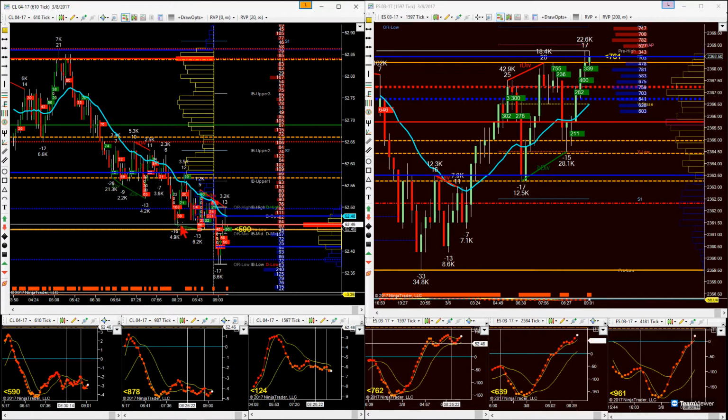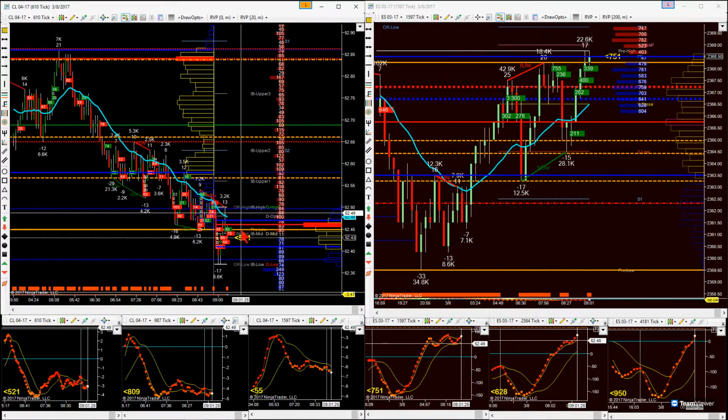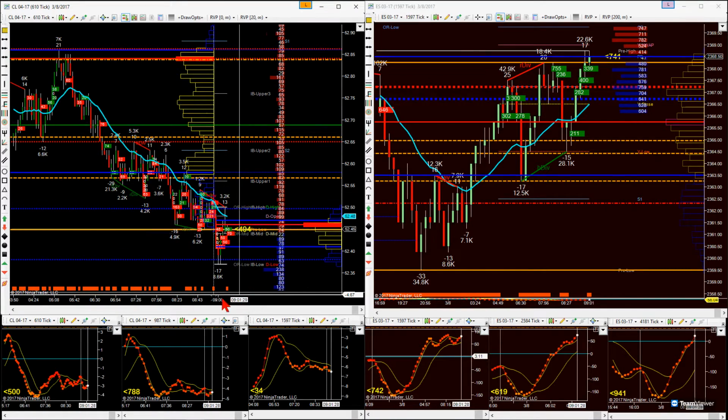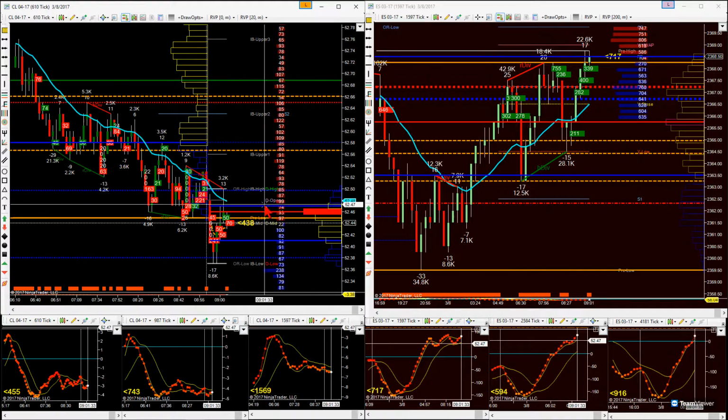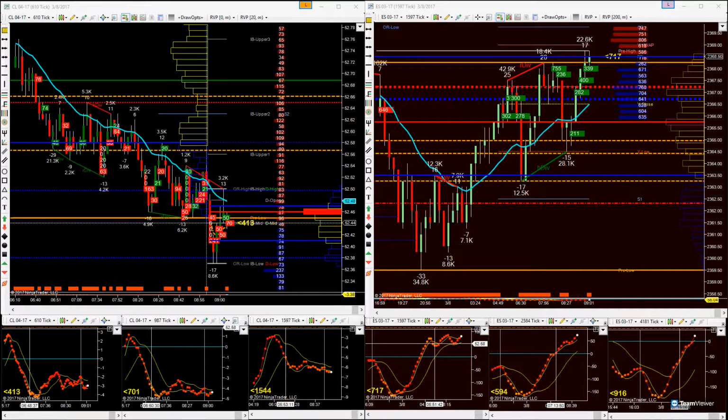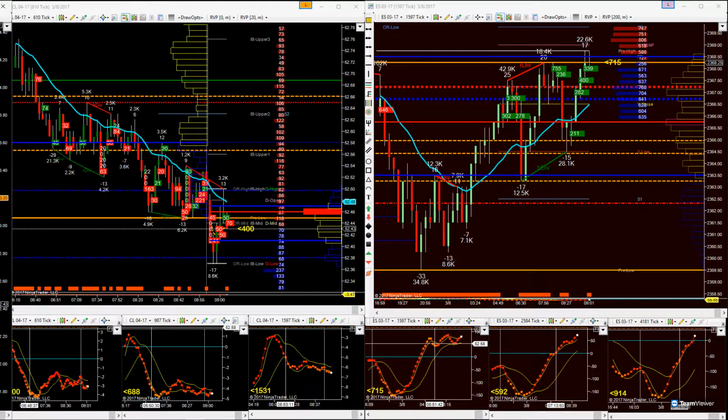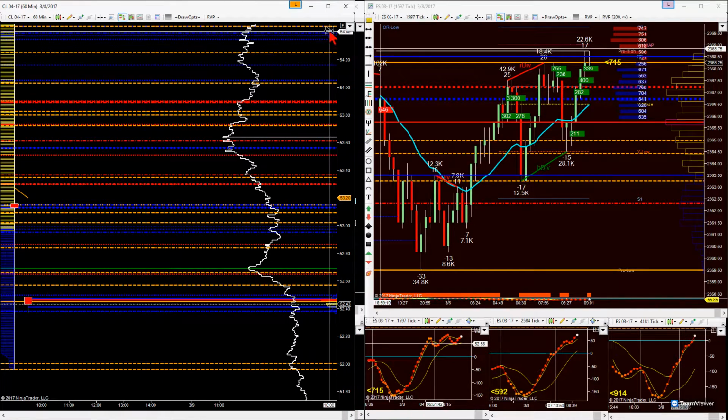Came back into this consolidation here, came back up into it and turned down. So we really got to see what's going to happen there. Let me bring back up my hourly chart here for a second.